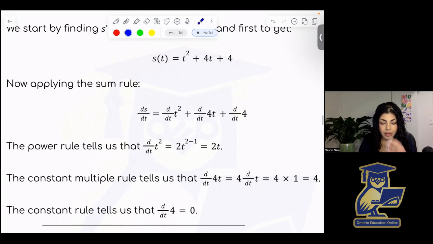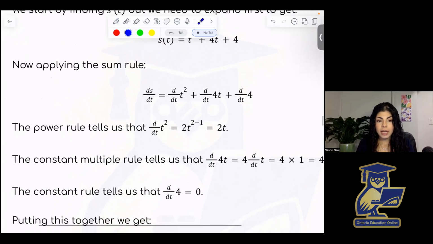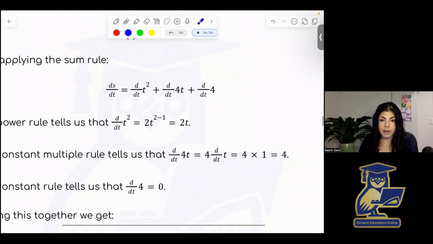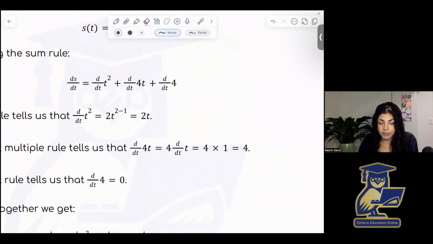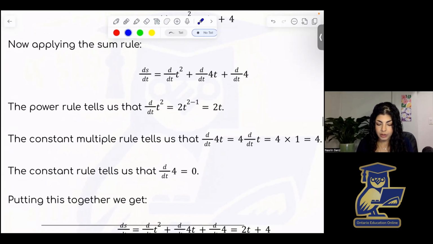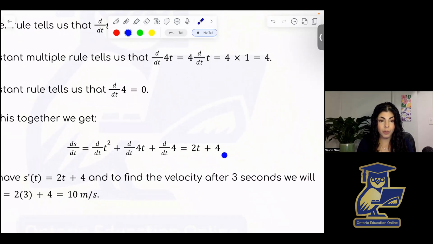So first, the power rule tells us for this part, the exponent becomes the coefficient 2, and our new power is 2 minus 1, so just 2t. For the second part, the constant multiple rule tells us that for the derivative of 4t, we can factor out the 4 so that we're actually just finding dt by dt, and same with dx by dx, this is just 1. So then our derivative here is 4. And finally, the constant rule tells us that d(4)/dt is just 0. So putting this back into our derivative, we have 2t plus 4.